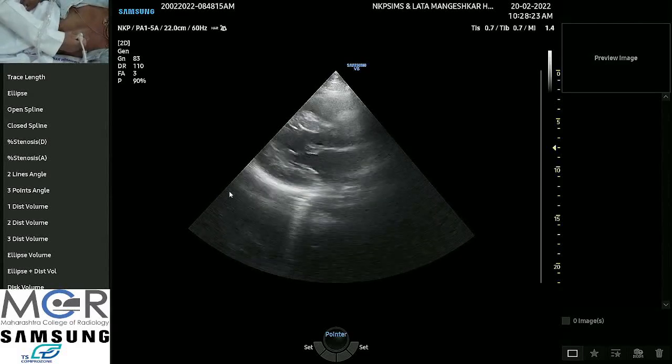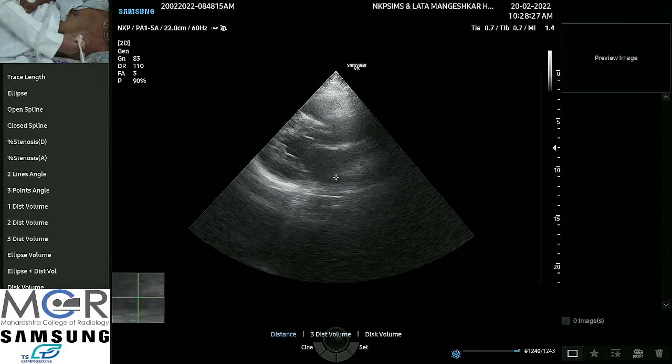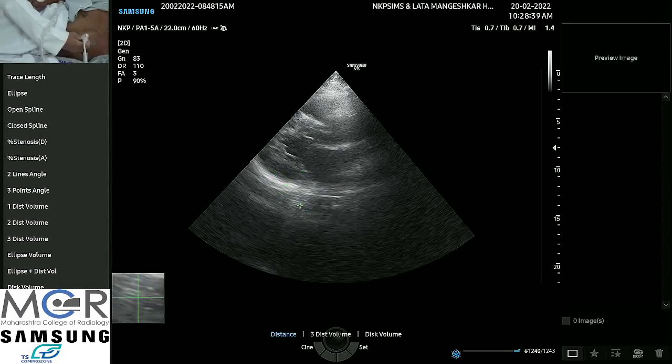You first see the overall image. This is the brightest structure. This is pericardium. Above, if you get echo free space, that may be because of pericardial effusion. Below, you may find pleural effusion. This is posterior wall.